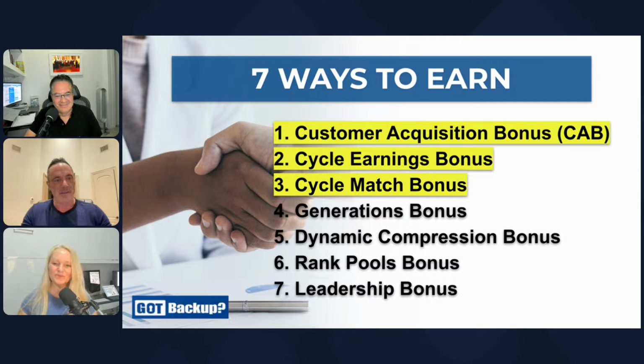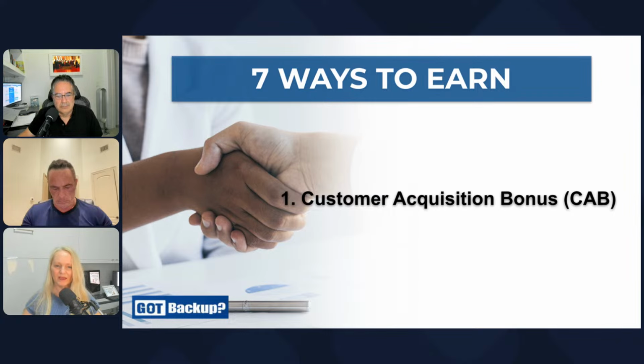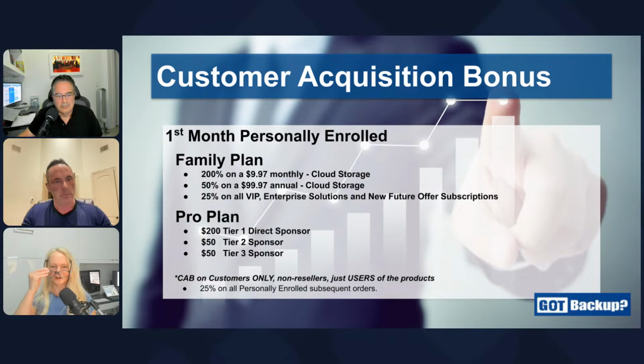So, the reason all of this happened, obviously everything that Joel said, but you really have an amazing compensation plan lined up, and it's all based on simple duplication, which we're going to share just briefly with you. There's 7 ways, as you can see, and there's 3 that are highlighted, because that's really the foundation of what everyone has done to get to these levels. So first is the customer acquisition bonus, CAB for short. You've got the family plan and you've got the pro plan, which is absolutely new and super exciting for people who want to take their income to another level.